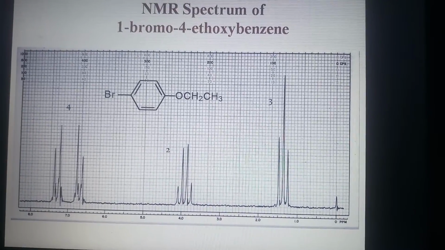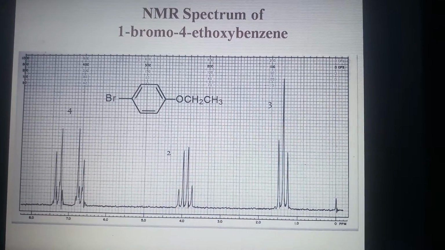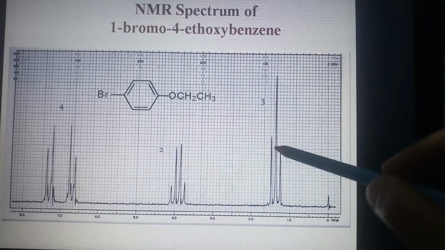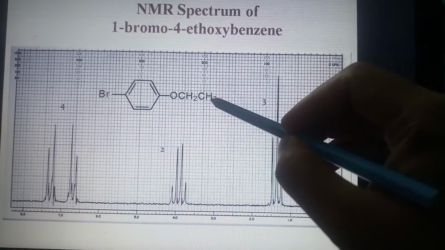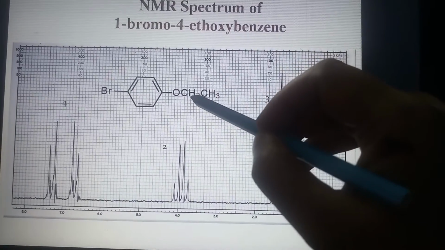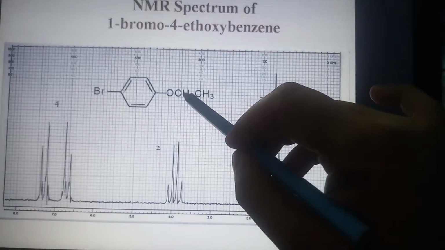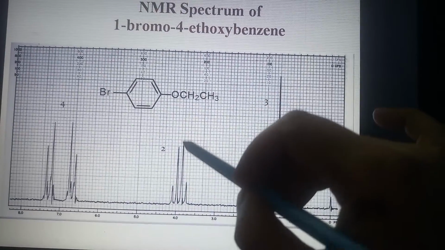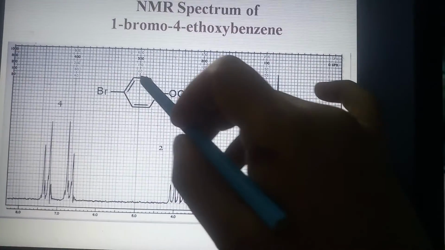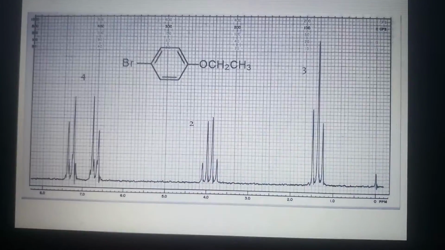Another spectrum, another example, 1-bromo-4-ethoxybenzene. These are the 3 protons. Due to the presence of 2 neighboring protons, it will appear as a triplet, and these 2 protons will appear as a quartet, and these 4 protons as a double doublet.